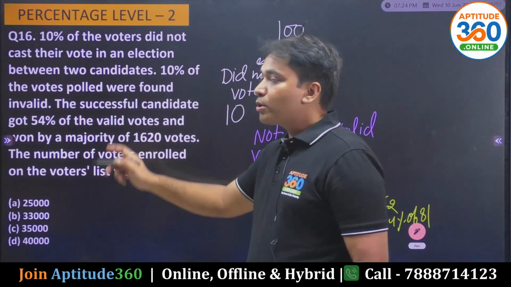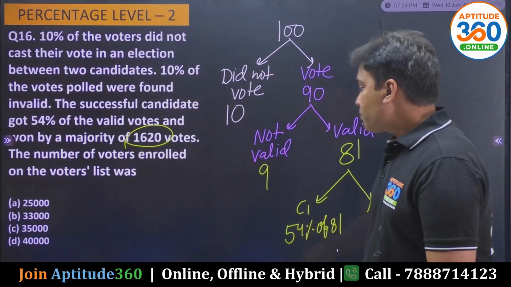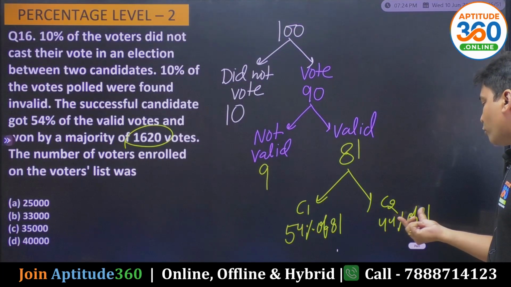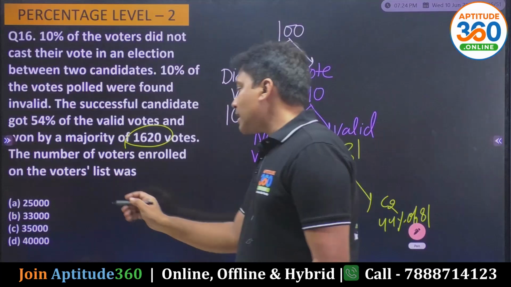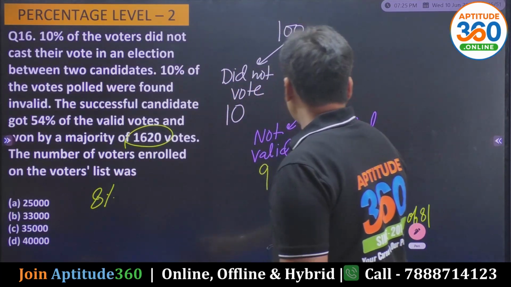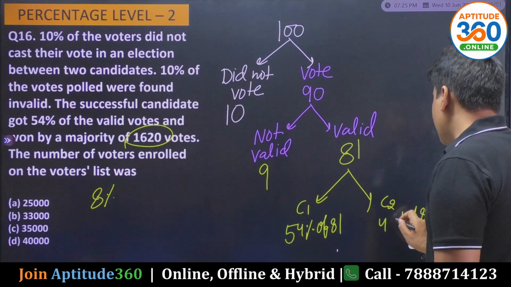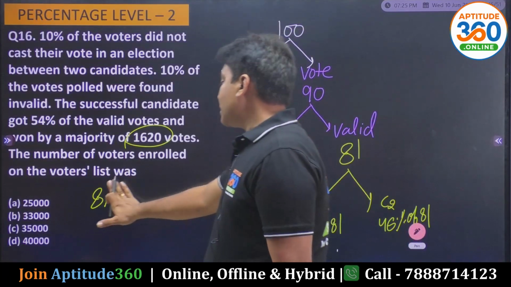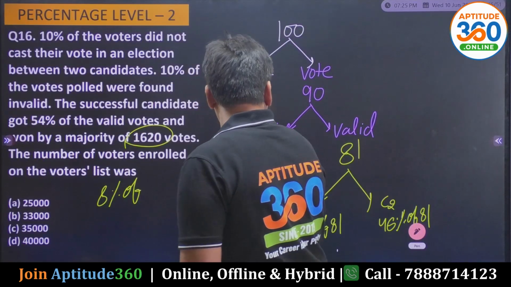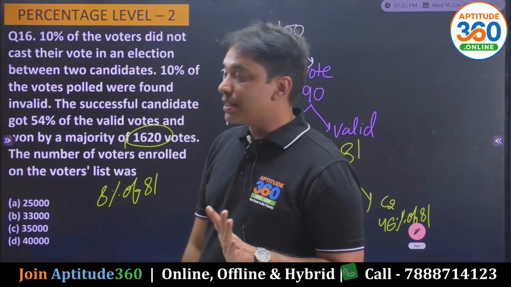And the problem says that the person who is winning, is winning by a margin of 1620. So candidate number 1 is getting 54% of valid votes, and candidate number 2 is getting 46% of valid votes. What is the margin? Margin is 8%. 54 minus 46, that is 8. So the difference obviously is going to be 8%. 8% of what value? 81. This is what we are getting. I hope you're understanding that.